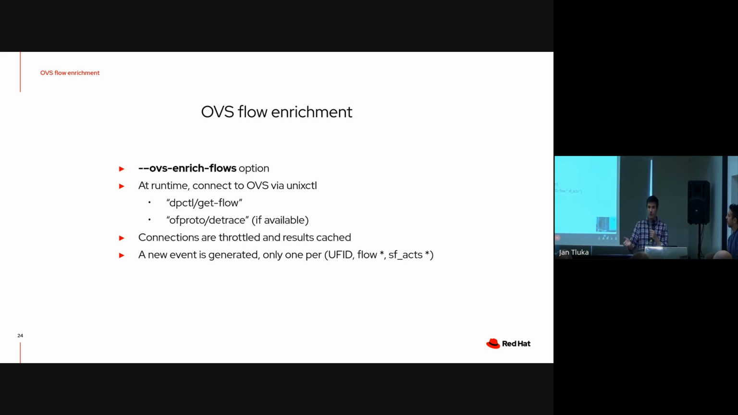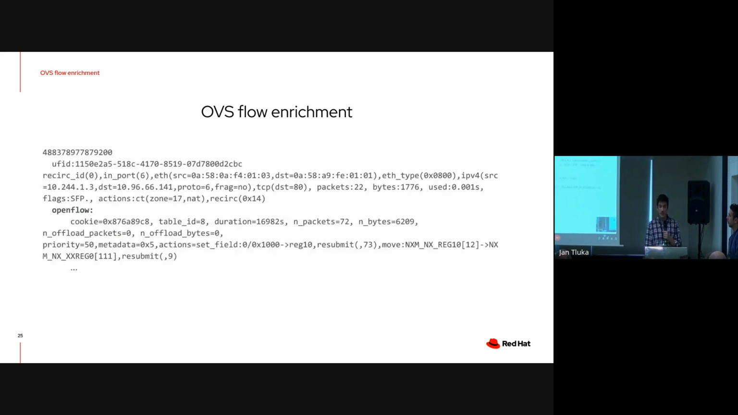Connections are throttled because we don't want to affect the data path and do any damage to OVS. And the results are cached for the same reason. And so with this option, it will generate events such as this. This event has a UFID, it has the data path flow, as you can see, and it has the OpenFlow flows that generated this data path flow.